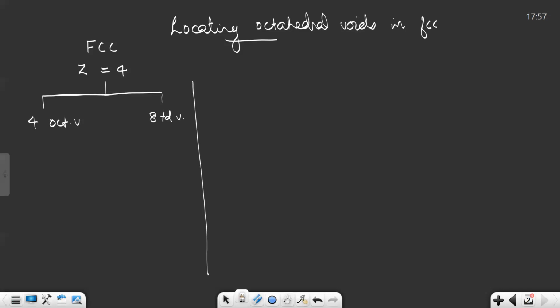Now we will see how to locate these 4 octahedral voids. Consider a face-centered unit cell. So in a face-centered unit cell, atoms are present at the corners and the center of the faces. Now the atoms are present at the center of the faces. So this atom is at the top face, the center of the right side face, this one is left side and back side face, and this one is front, and here it is on the bottom face.